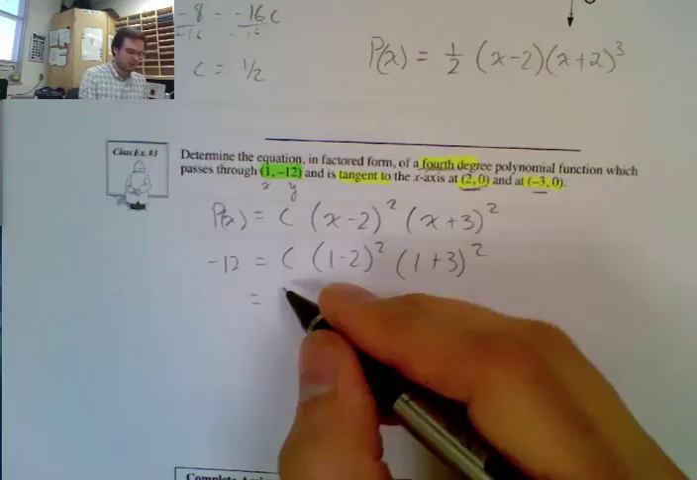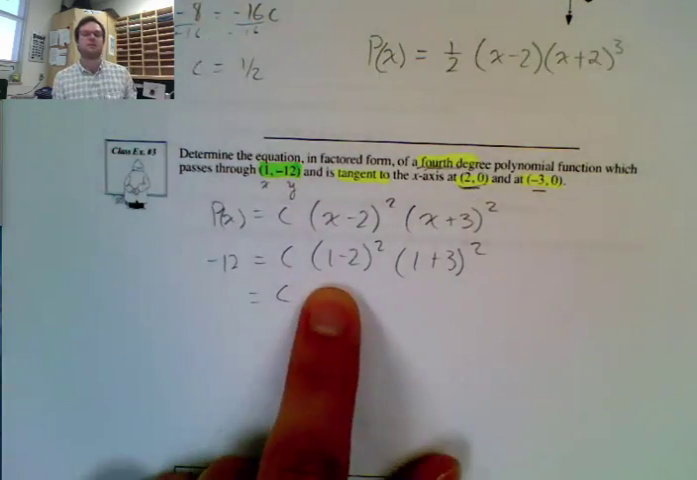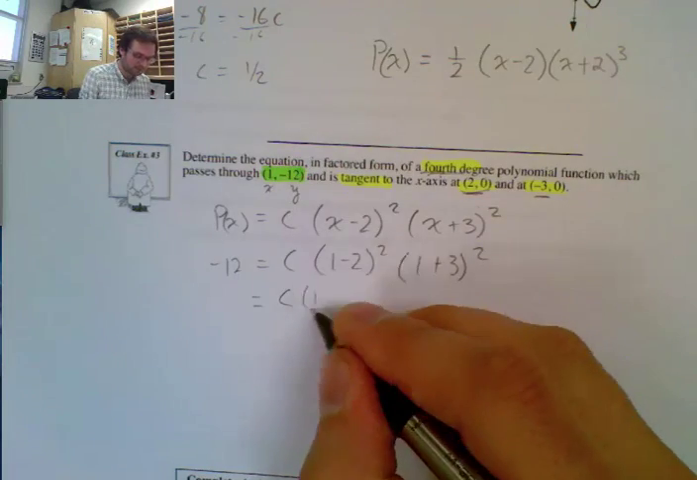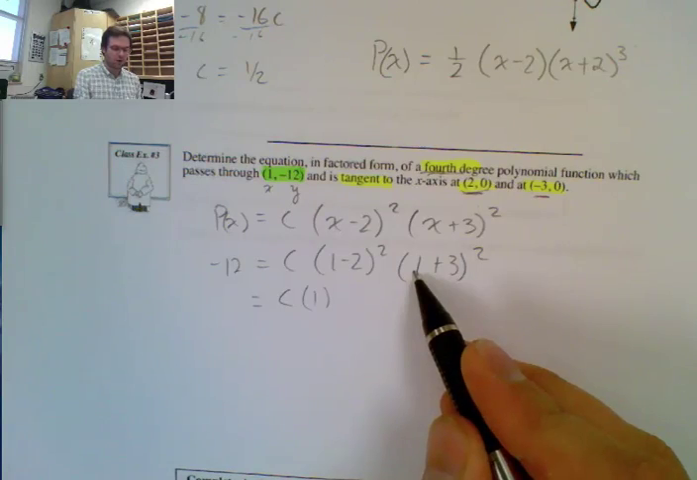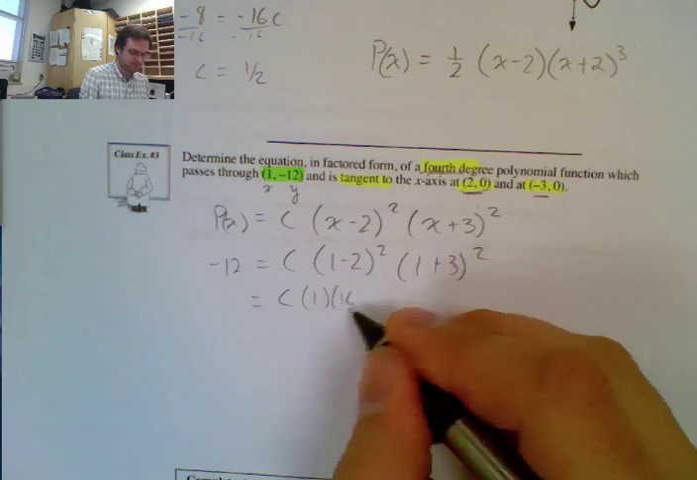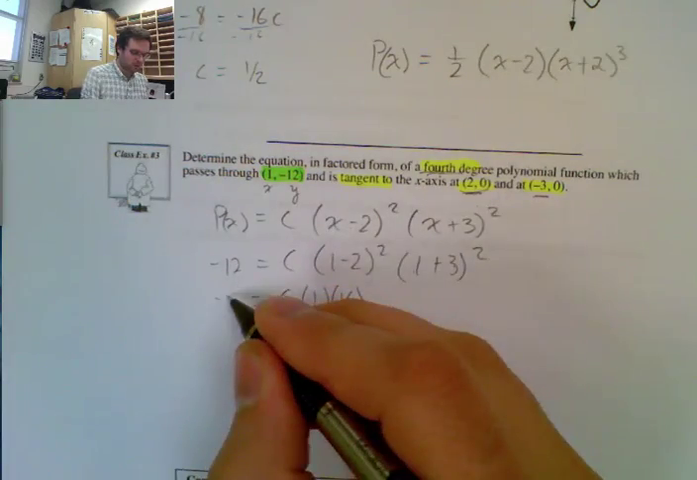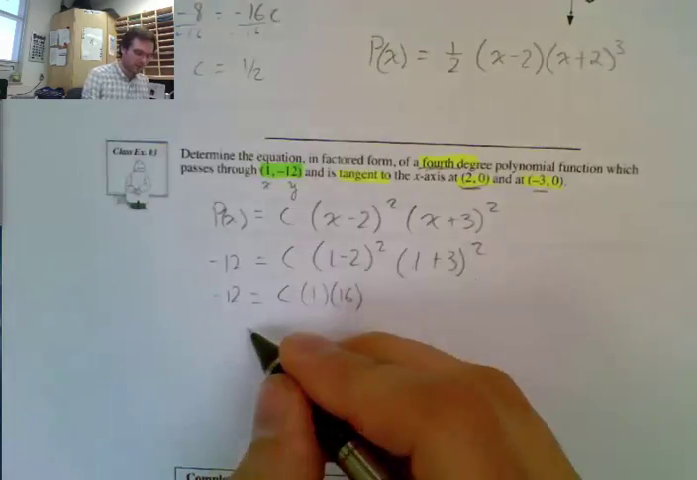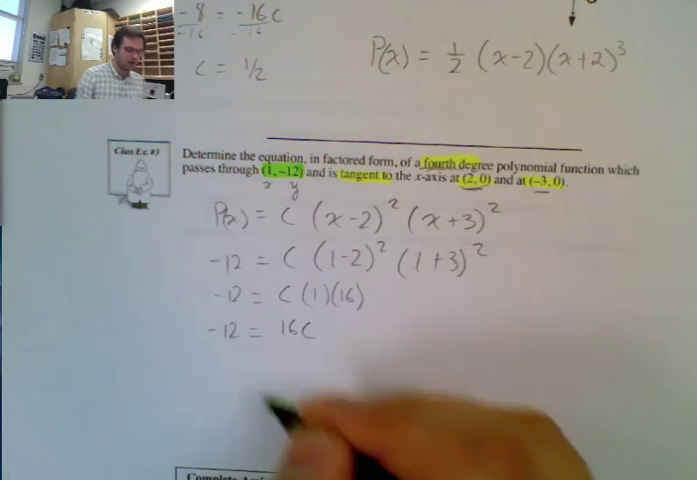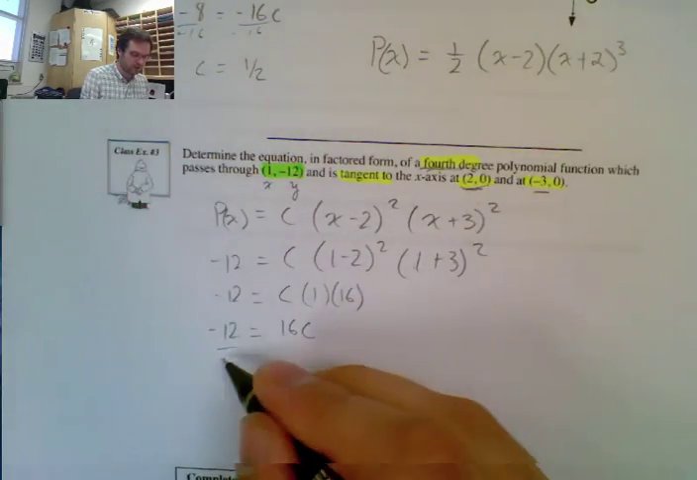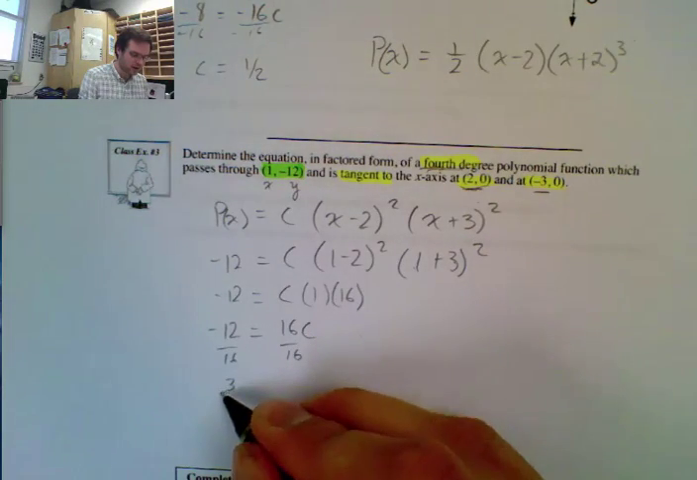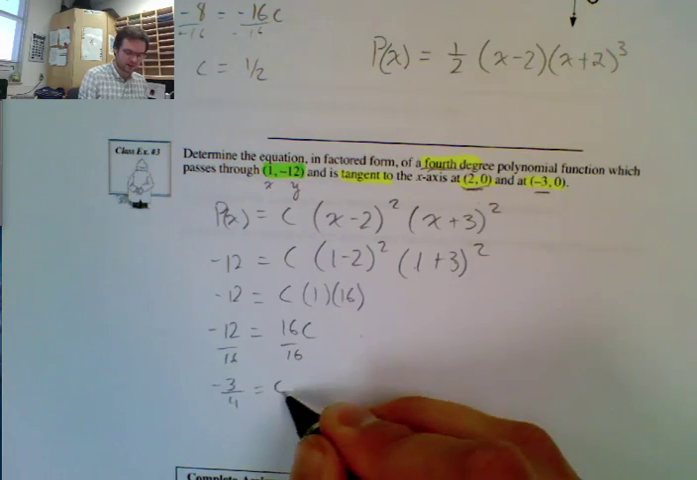Okay? So here we're left with c. 1 subtract 2 is going to give me negative 1, squared is 1. And then we have 1 plus 3 is 4. 4 squared will give me 16. And we have negative 12. So continue that off. I'm going to be left with 16c is equal to negative 12. I'm going to divide both sides by 16, and I'm going to be left with negative 3 over 4 is equal to c.